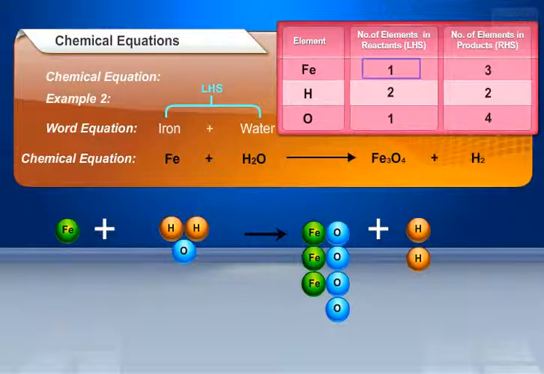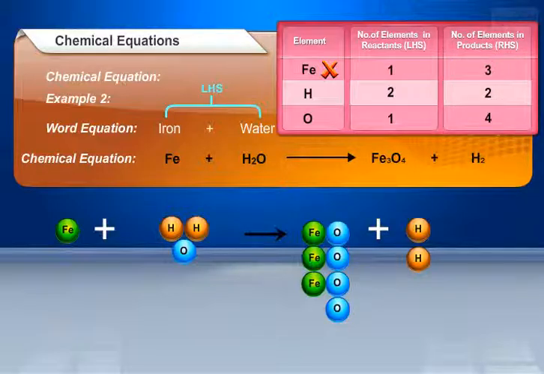Iron has 1 molecule on the left-hand side, and 3 molecules on the right-hand side. Hydrogen has 2 molecules on the left-hand side, and 2 molecules on right-hand side. Oxygen has 1 molecule on the left-hand side, and 4 molecules on right-hand side. Compare the numbers of molecules of the element, on left-hand side reactant, and right-hand side products. Iron. We have 1 molecule of iron on left-hand side, and 3 molecules on right-hand side. Here, iron is not balanced.